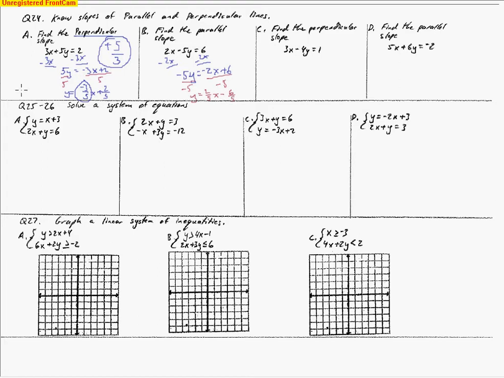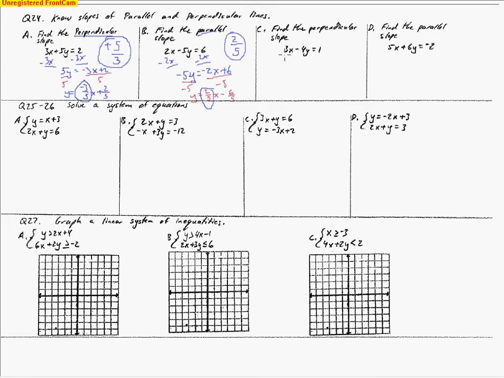So all we are concerned with is the slope. And that's this number right here, this 2 over 5. And so that's the slope of this line. Well, parallel slope is exactly the same. So it's the same exact slope, 2/5. So that's the difference. Parallel is the same slope; perpendicular is opposite and reciprocal.